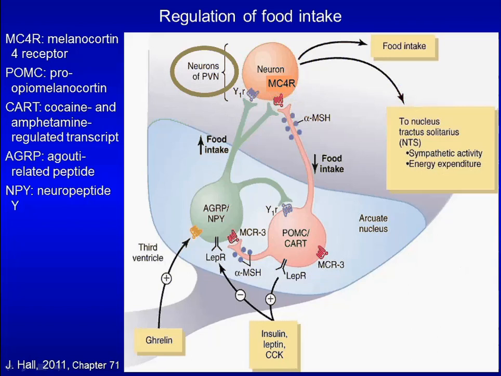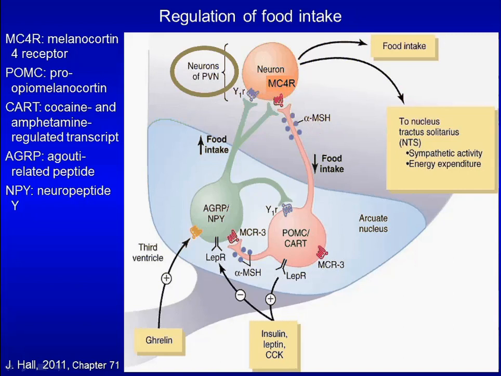The POMC neuron expresses POMC and CART. Both are peptides. As we know from biochemistry, POMC can be cleaved to produce many different smaller peptide hormones. One of them is alpha melanocyte stimulating hormone. This hormone binds the MC4 receptor on the MC4R neuron and stimulates this neuron.